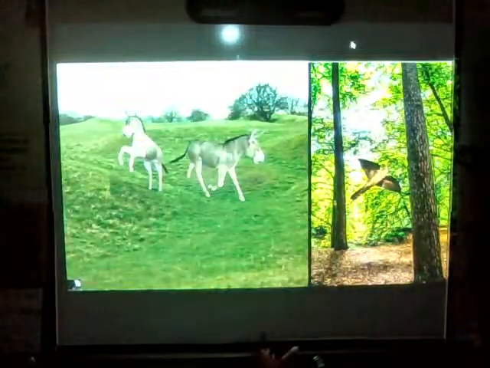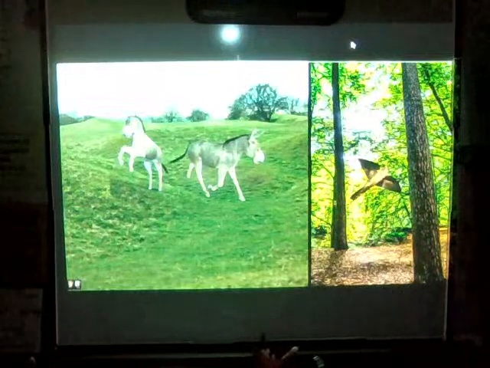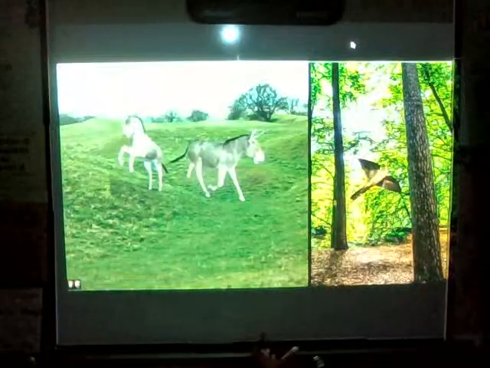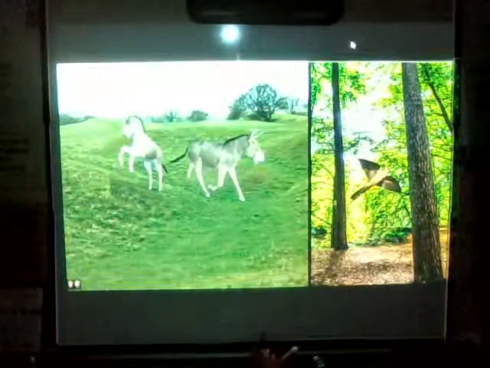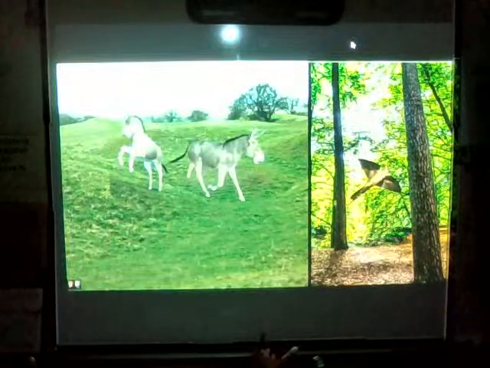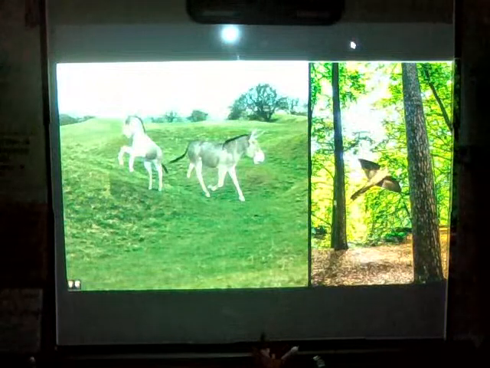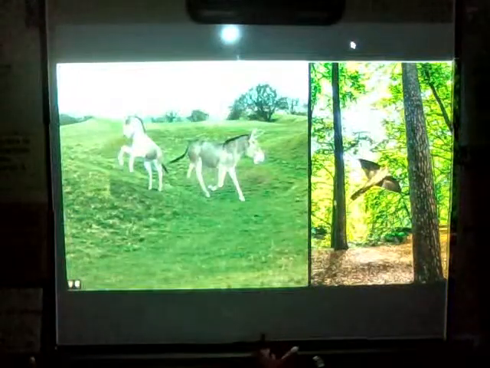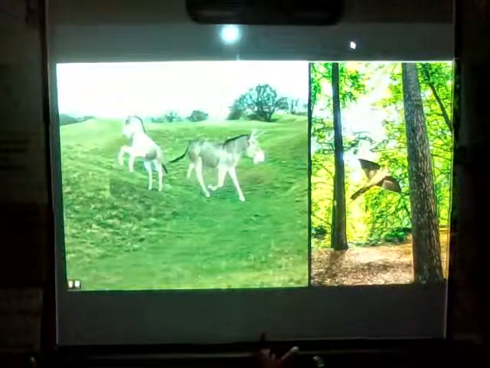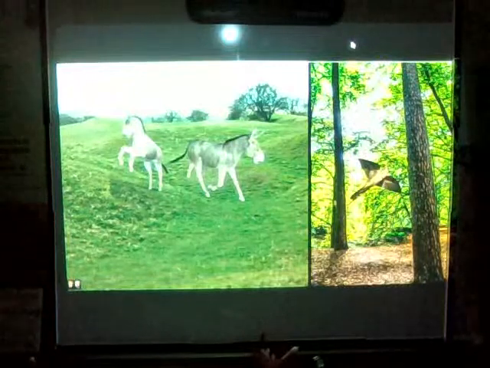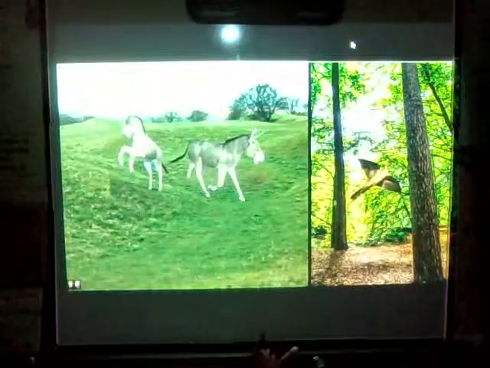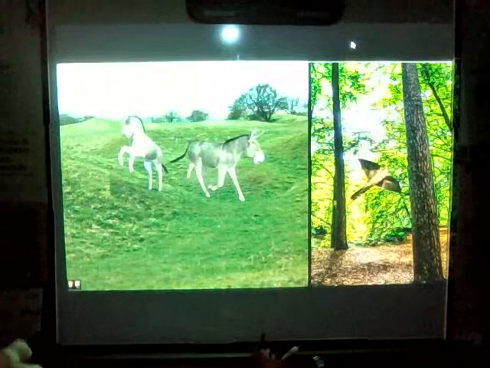Mules or the cuckoo? Remember, this was going up mountains and down, up hills and down hills. They were running really fast. I think these are the mules.